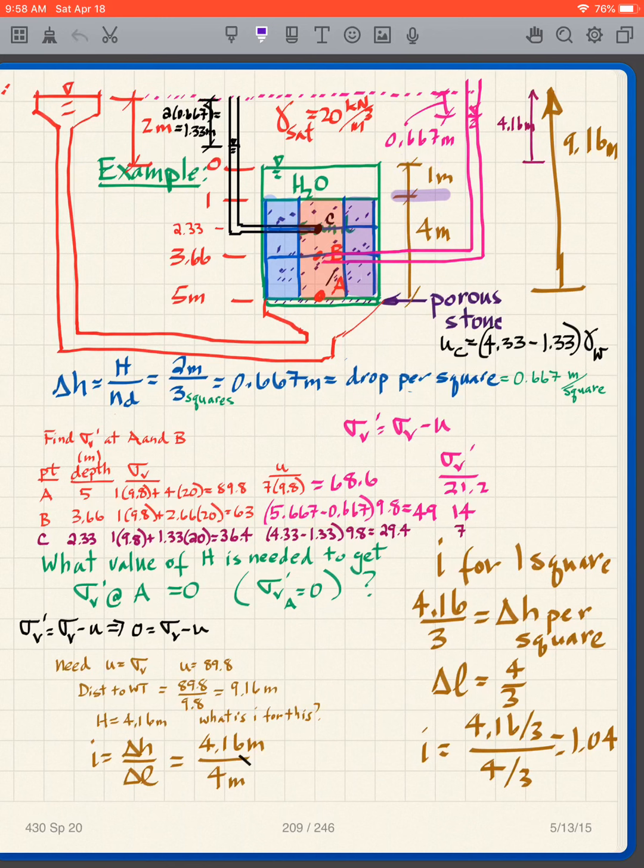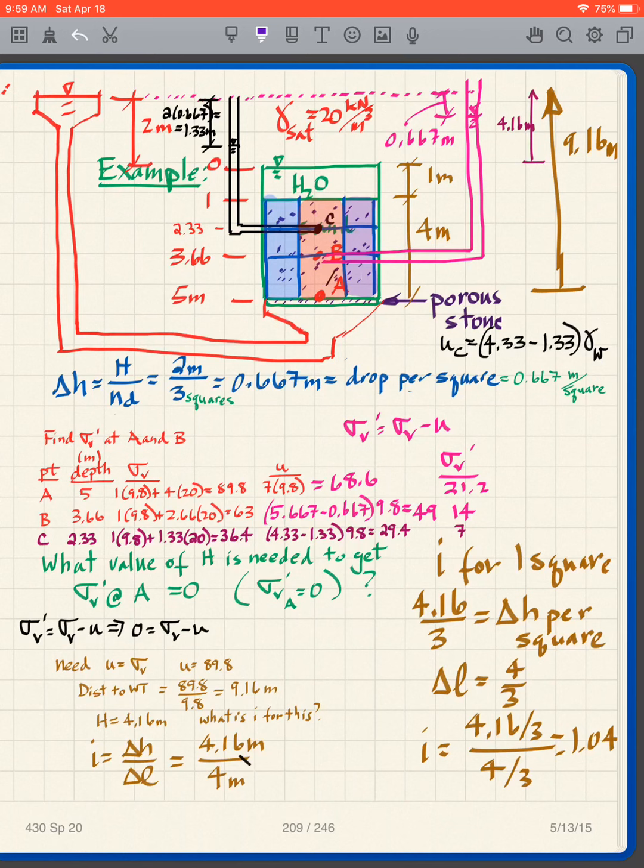So we have all of our dimensions given, and I'm going to consider different points within the apparatus. I'm going to look at point A, point B, point C, and these points are given. I'm using this scale here. If that's 0, that's 1, that's 2.33, that's 3.66, that's 5, because I've broken the 4 meters up into 3 equal squares, in a sense.